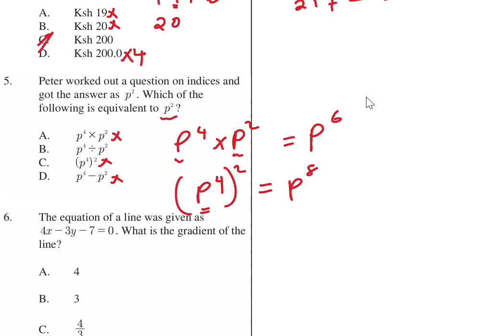What about B? We are dividing two numbers with the same base. We subtract the powers. So here we have p power 4 divided by p squared. Simply pick one base, p, and subtract the powers. 4 minus 2, you'll get 2. And therefore the answer is p squared, which we have here. And therefore, for number 5, the answer is B.